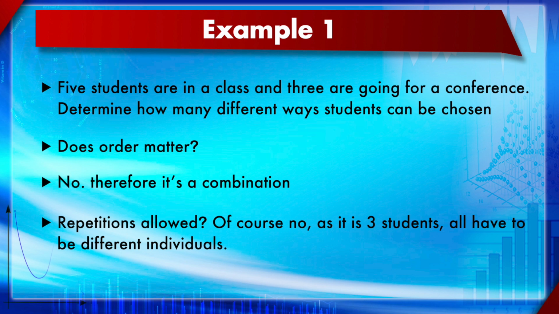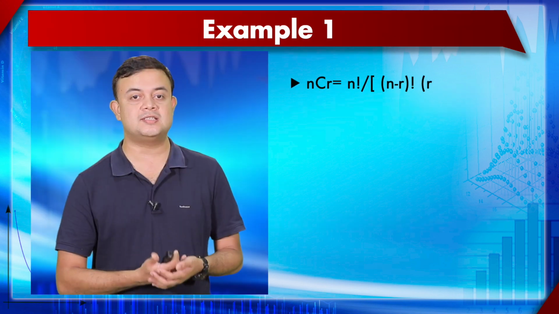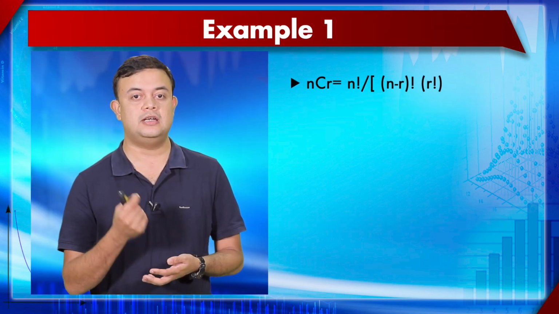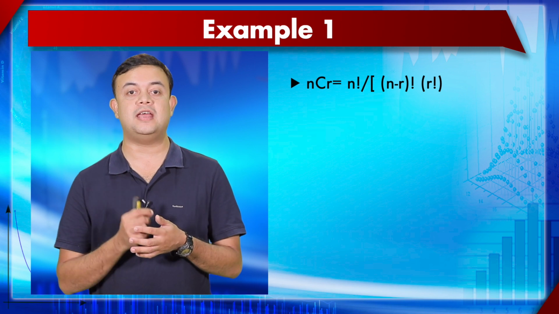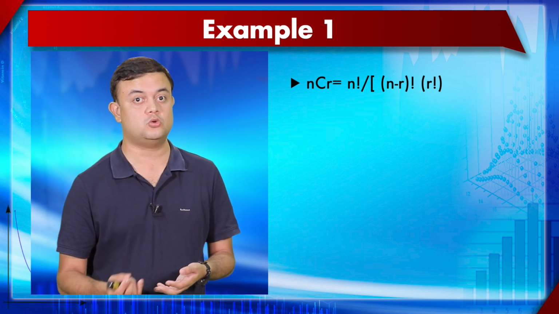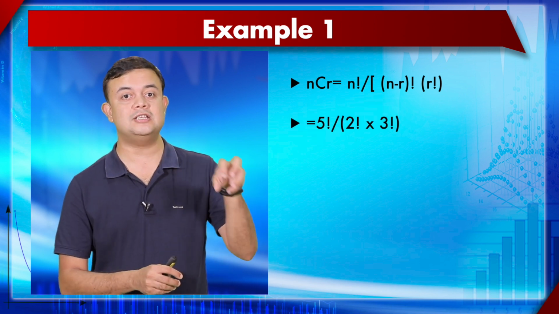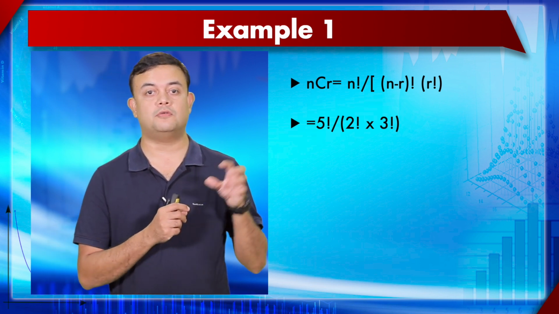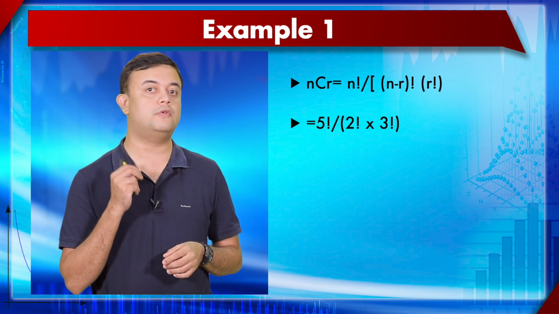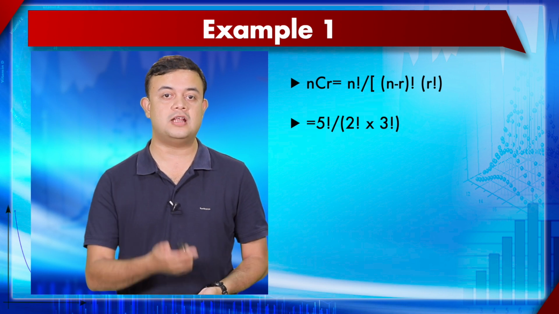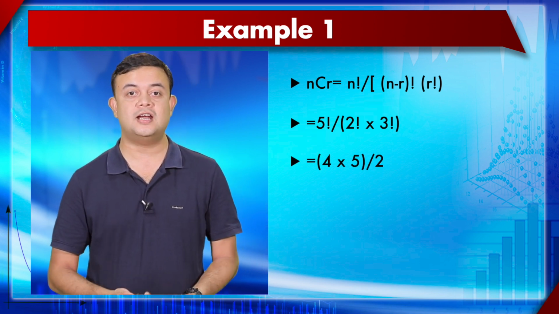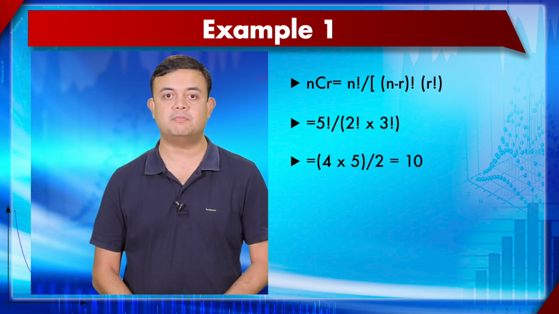It is a combination problem, and it is basically nCr equal to n factorial divided by n minus r factorial multiplied by r factorial. So out of 5 students in the class, you are choosing 3 students who are going for the conference. You can substitute and solve the problem to get 10 as the answer. So it is a very simple problem.